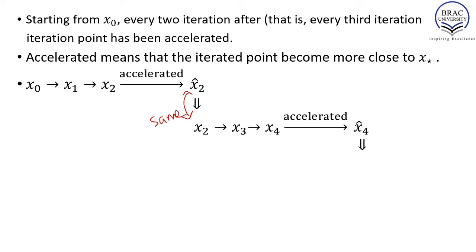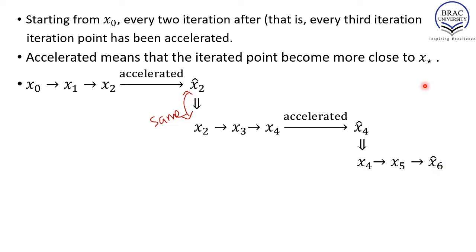Okay, so now what we do, we take this x2 hat as a new x2 and then apply iteration, compute x3, and then from x3 we compute x4, and then apply the acceleration again, we compute x4 hat. So from x4 hat we take this to be the new x4 and then we apply iteration again, so x4 to x5 and x5 to x6, and from here we compute the x6 hat.